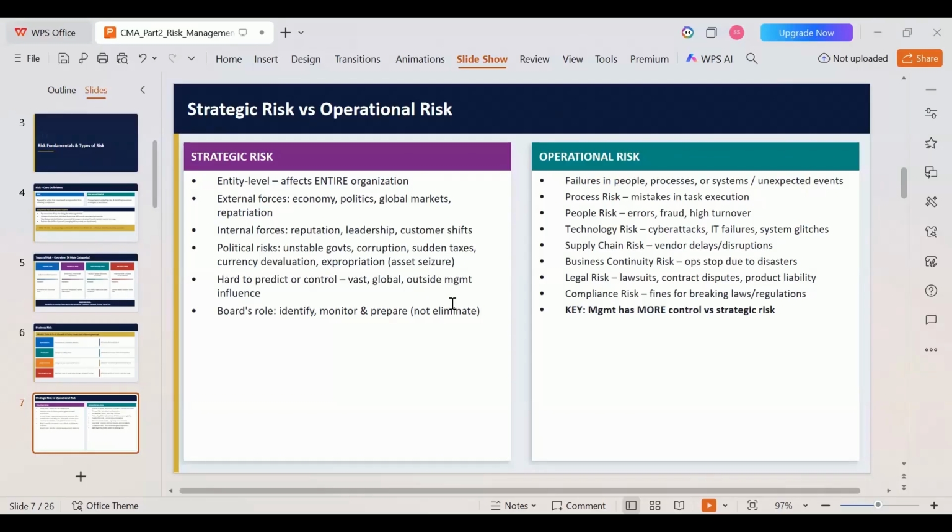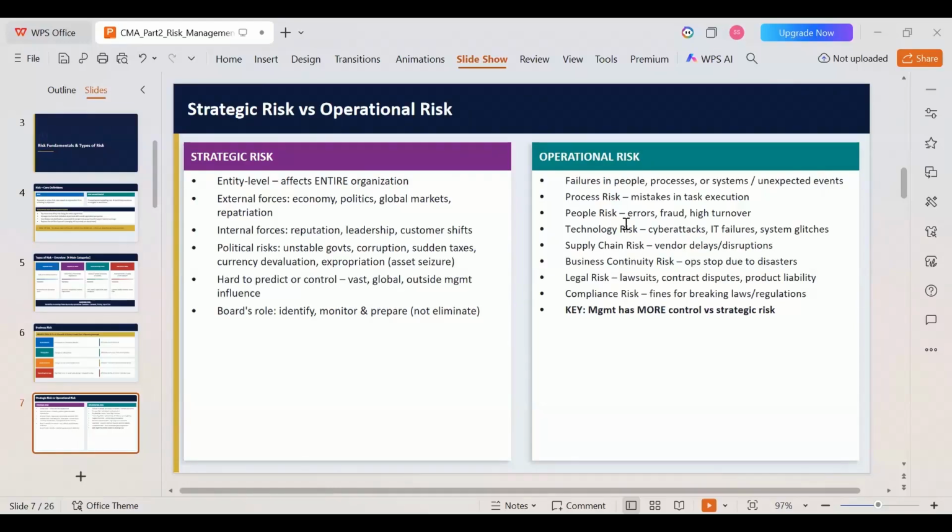Okay. So then moving on to operational risk. These are the risks involved in failures in people, processes, or systems, or it can also be caused by unexpected events. So what are the main forms of operational risks? First up, we have process risk. Mistakes in task execution. The more mistakes that happen in a firm, the lesser our efficiency will be.